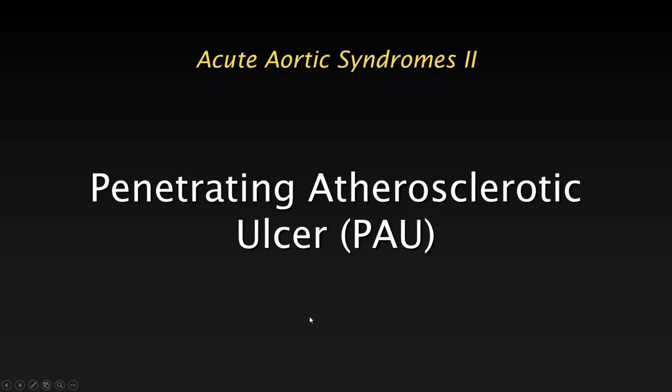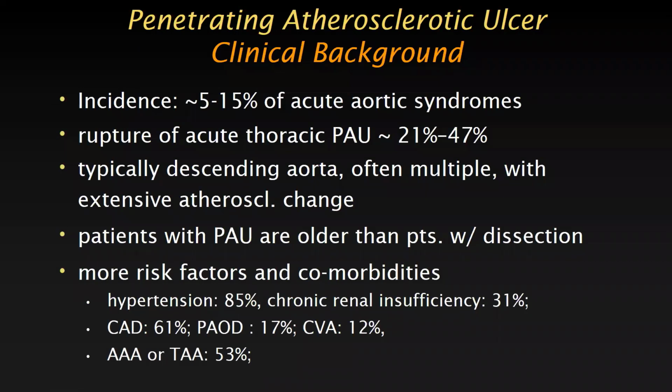So the main thing to understand about atherosclerotic ulcers, again, some clinical background here, is that these patients are different than dissection patients. So patients who have penetrating atherosclerotic ulcers are the vascular patients. Those are the patients who have severe athero. So first of all, PAUs are less common than dissections. They have a high risk of rupture, so they are quite malignant lesions. They are almost exclusively in the descending thoracic aorta. They are often multiple, with extensive atherosclerotic changes associated with it.